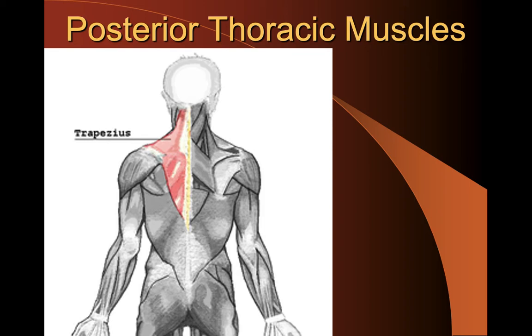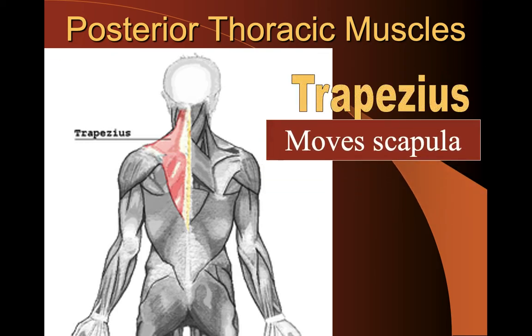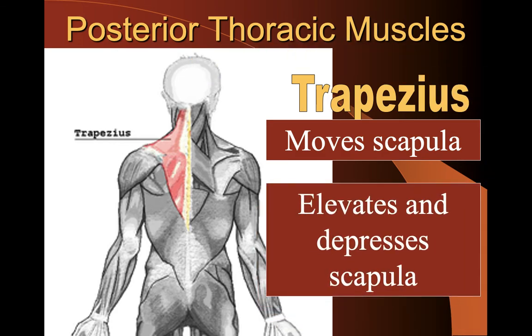All right, to the back. The trapezius, also known as the trap, very large muscle of your neck, allows you to move your scapula. And this one's unique in that it will allow you to elevate your shoulders, but it also allows you to depress your shoulders at the same time. It's really the only muscle I can think of that is both the prime mover, the top part, and the antagonist, the bottom part, at the same time.